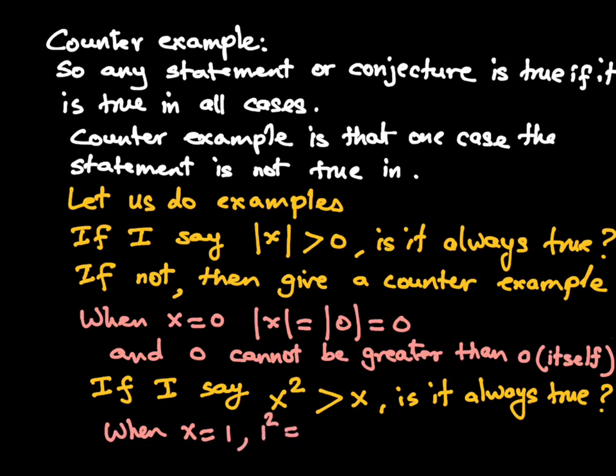Is 1 squared, which is equal to 1, bigger than 1? So the answer is no, right? 1 is equal to 1. It's not bigger than 1, right? So that means our conjecture is false, because for the value of x equal to 1, it's not true.